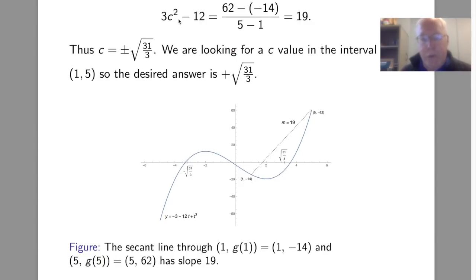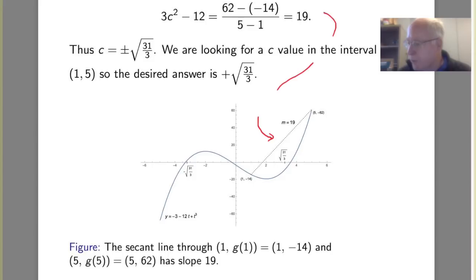Here's a picture of the situation. We've drawn the cubic g of t here and filled in the secant line, which has slope 19, as we saw up here. And we now are going to take a look at what happens at this point, root 31 over 3. By the way, here's the point minus root 31 over 3, again outside the interval from 1 to 5 that we're working with over here.